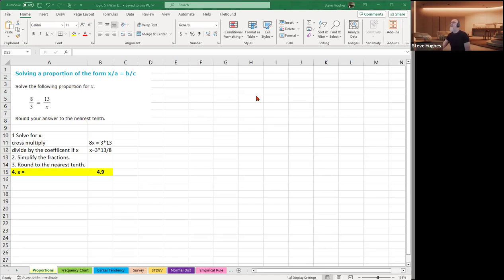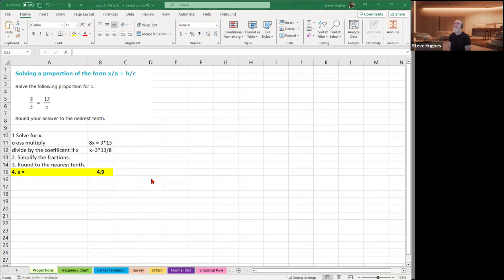Just want to jump in here and have some fun with you guys today. We are going to start working on some homework. As I said, we're going to start with solving a proportion of the form x over a equals b over c. So you can see here, I've taken this directly from the homework in ALEKS.